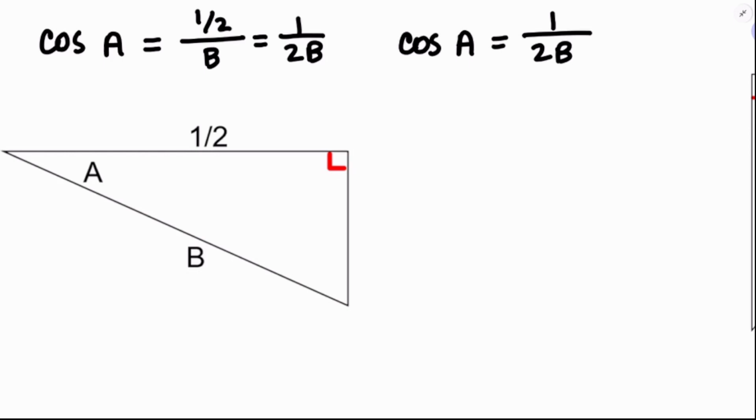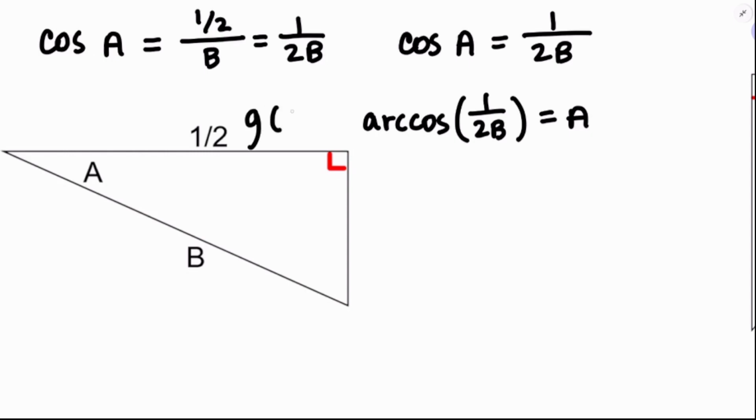If I want to solve for A, I think that'll be easier in this one. I'm going to use arc cosine. So arc cosine of cosine A will just equal A. That'll equal arc cosine of 1 over 2B. And maybe I'll say that's G of B. But then if I'm trying to solve for B out of this equation, I'm going for B equals.